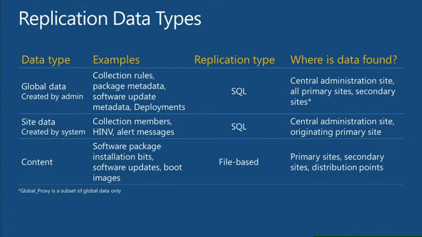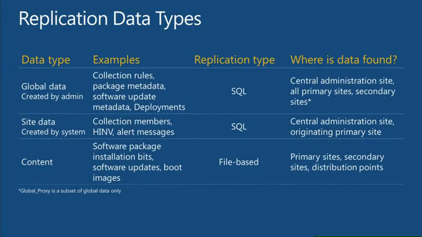Then we have site data. Site data is the data generated at a primary site, primarily client data. Hardware inventory, software inventory, status, state messages, compliance information, status messages, and so on. That gets sent from clients to the primary site, processed there at the primary site, and then today we replicate that up to the central administration site. But that's the one direction. It goes from primary to central site. It never goes anywhere else. And then we have the content-based replication.